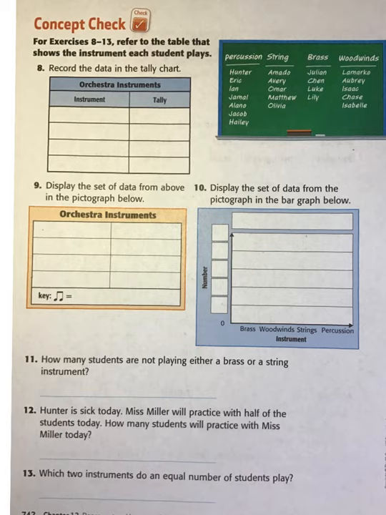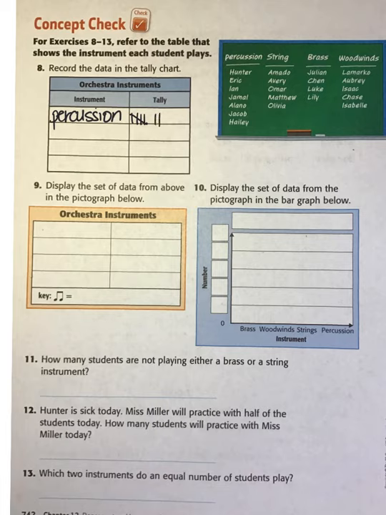So let's start with the first one, percussion. So we're going to write percussion. Okay, and let's tally how many students play a percussion instrument. So let's go over here and count them out. 1, 2, 3, 4, 5, 6, and 7. So over on our tally chart, we're going to count 1, 2, 3, 4, 5, 6, 7.